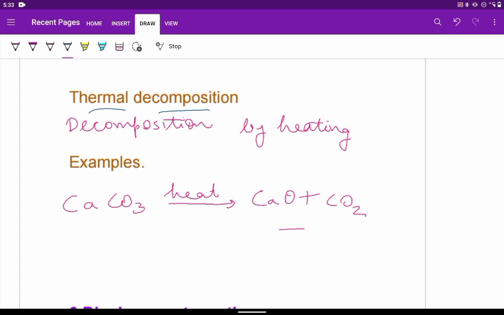This is a very good example of decomposition reaction. In many industries it is used. Calcium oxide is called quicklime. It is used in the manufacture of cement. It's a very important compound. So this is decomposition by heating, so thermal decomposition.